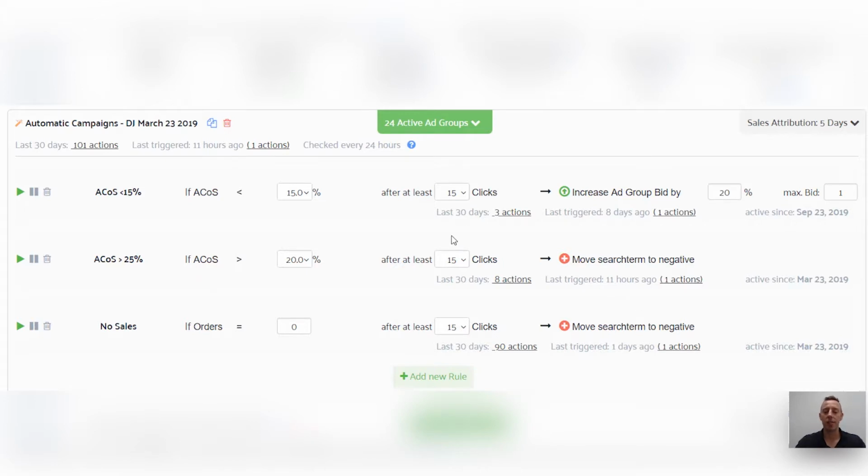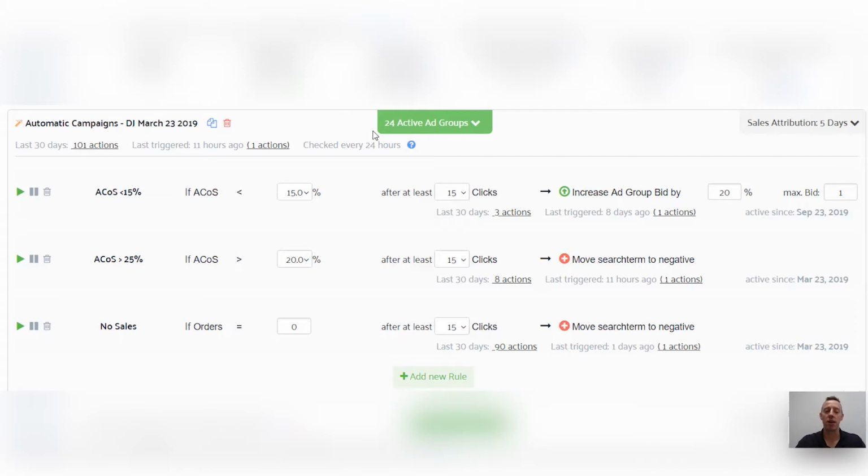You can see that in the last 30 days, Sellics has taken three actions of increasing our ad group bid when we had a good performing automatic campaign. It took eight actions to move keywords to negatives after they had an extremely high ACOS. And it took 90 actions on this rule when we had keywords that were generating no orders and it moved them to negative. Now this, you can see here, is being applied to 24 different automatic campaigns within our PPC campaigns. So we basically have 24 products that this rule set is being applied to.